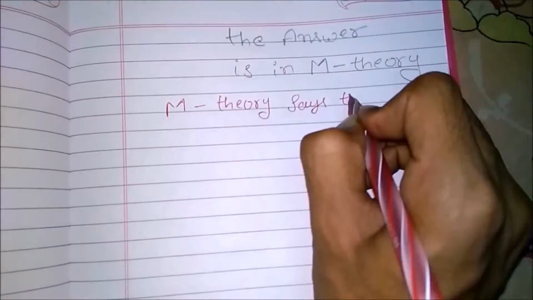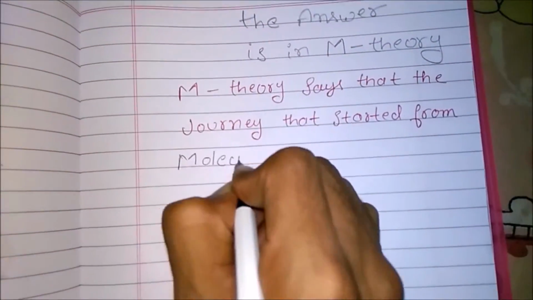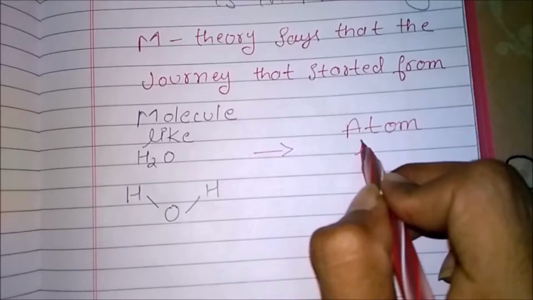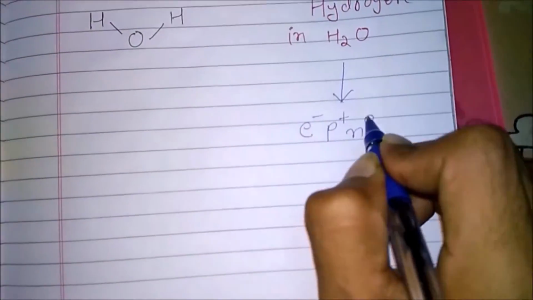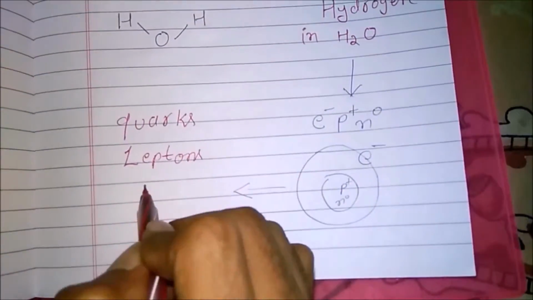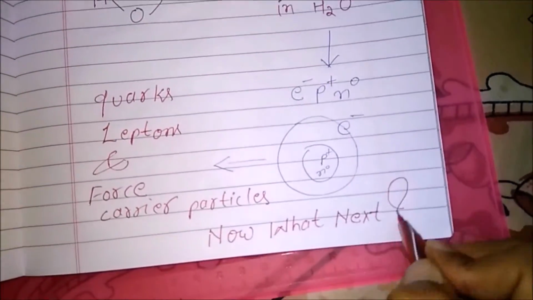M theory says that the journey that started from molecules like H2O goes to atom like hydrogen, then goes to the electron, proton and neutron, from there to the subatomic particles of particle physics like quarks, leptons and force carrier particles. Now what next?